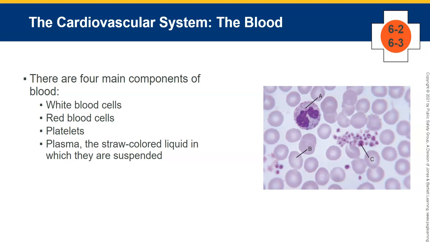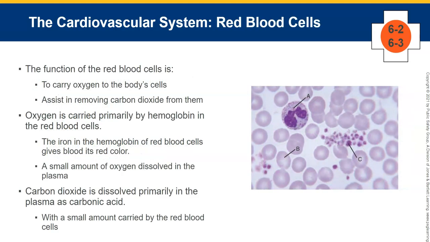Now let's talk about the blood that the heart is pumping. There are four main components of blood. We've got white blood cells, red blood cells, platelets, and plasma. So what is the function of red blood cells? Imagine the red blood cell being the boxcar. It's the one that's carrying oxygen to the body's cells. It assists in removing carbon dioxide from them as well.